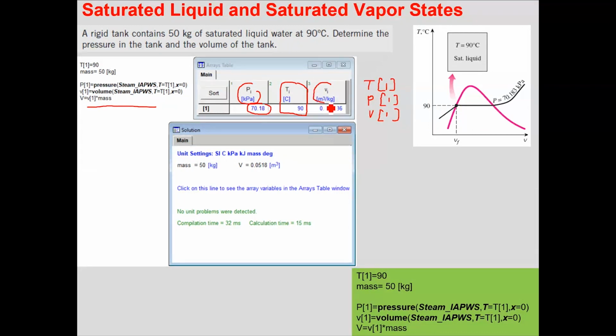Similarly, specific volume is the volume which is found by the software and stored in the table. Since I don't specify any column or any row with the volume, I'll have the value of volume in the solution window. Is it clear?